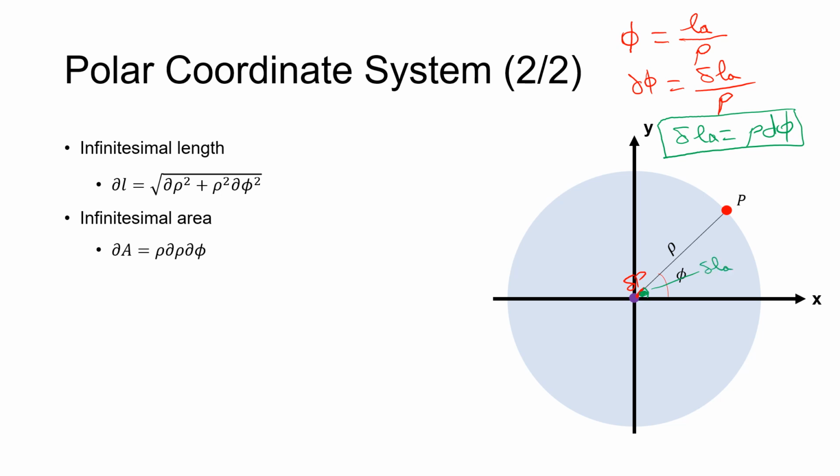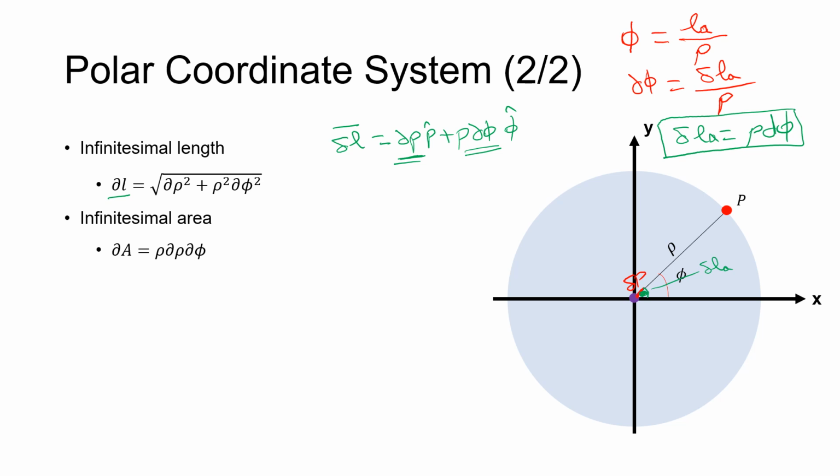is delta LA. Now we can say that our infinitesimal displacement, delta L, is equal to delta rho in the rho direction plus rho delta phi in the phi direction. And since this is vector analysis, if we want to calculate delta L in terms of distance, we take the root of the square of this quantity and the square of this quantity, which are multiplied by the unit vectors.